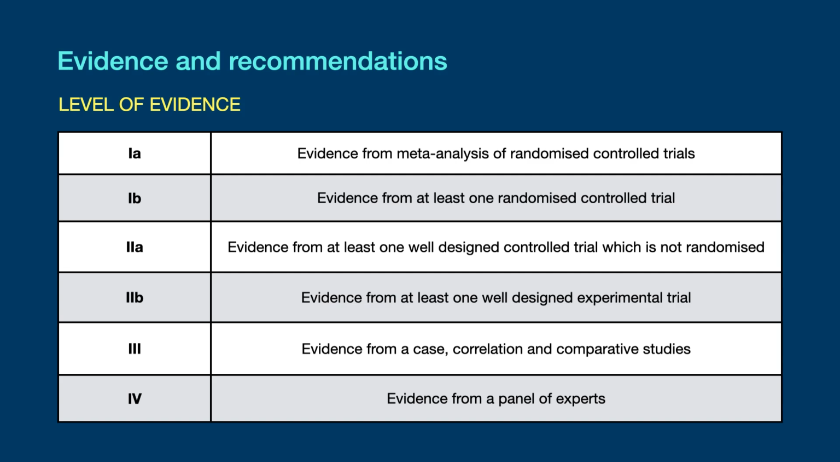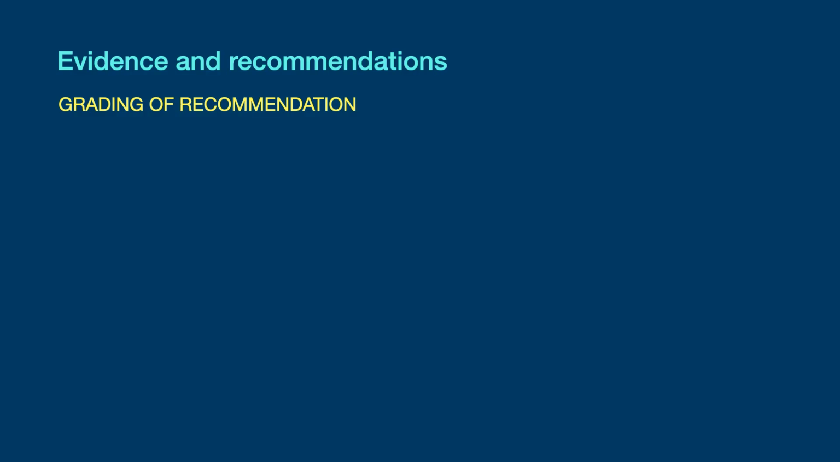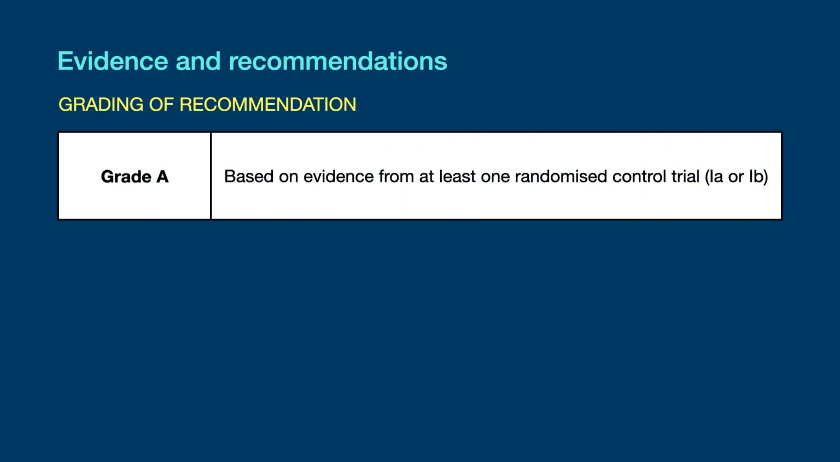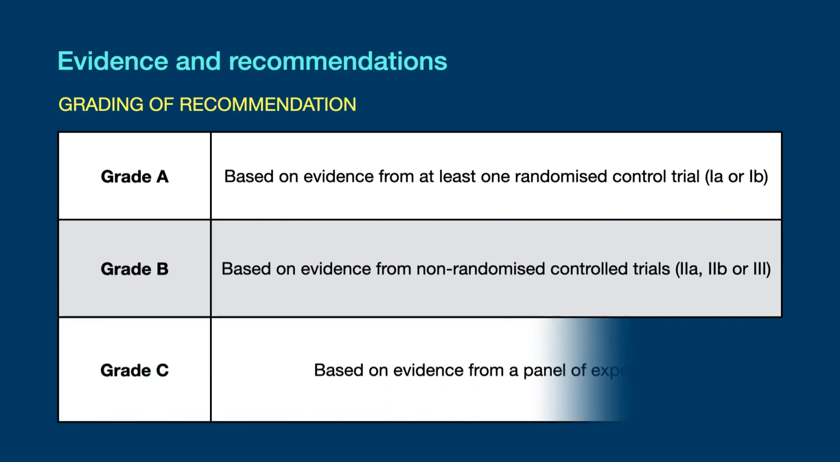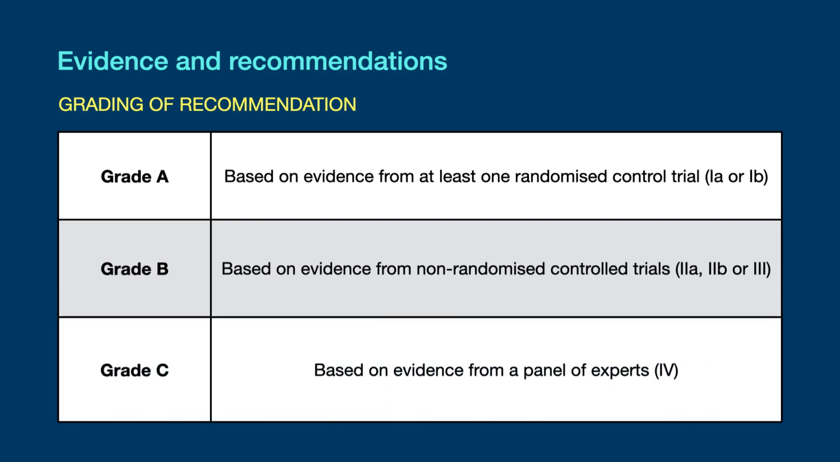So this is then put together and we can decide the grading of recommendation. Grade A is based on evidence from at least one randomized controlled trial, which is level 1A or 1B. Grade B is based on evidence from non-randomized controlled trials such as grade 2A, 2B or 3. And grade C is based on evidence from a panel of experts, which is level 4.